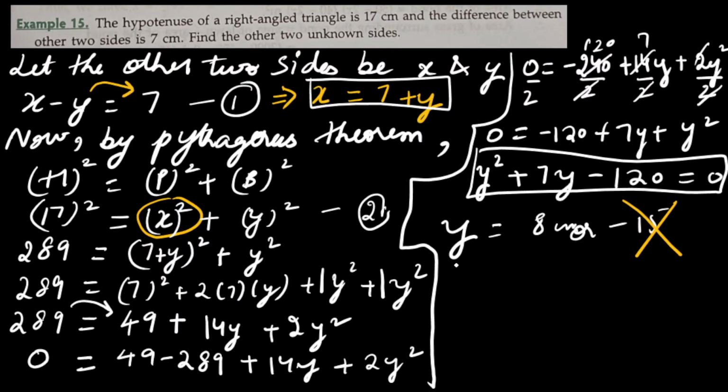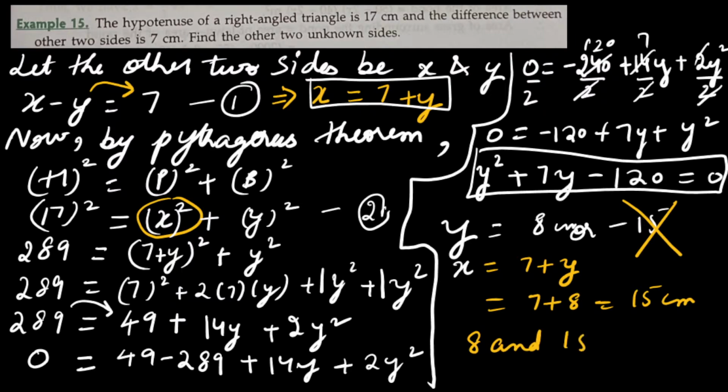And the other side we know: x is equal to 7 plus y. So 7 plus 8 is equal to 15 centimeter. So the two unknown sides of this right angle triangle are 8 and 15. We had to find the other two sides. So one side is 8 centimeter and another side is 15 centimeter.